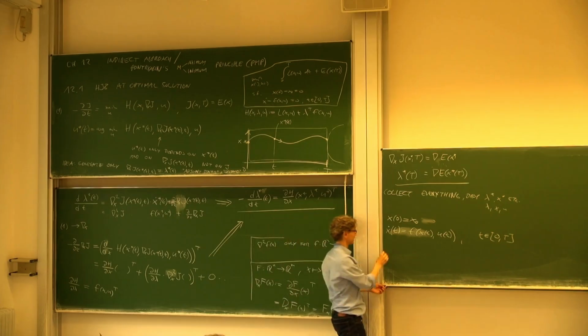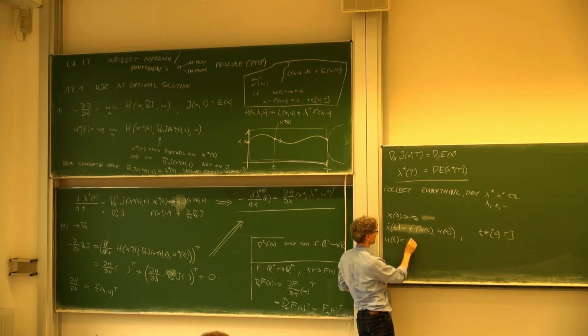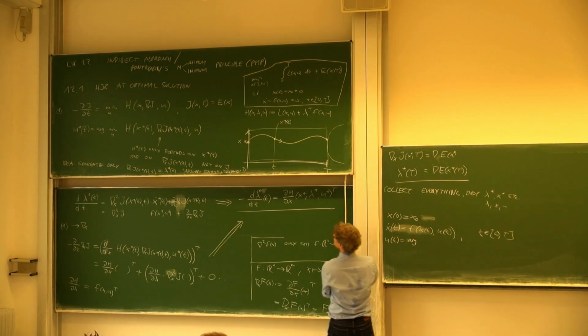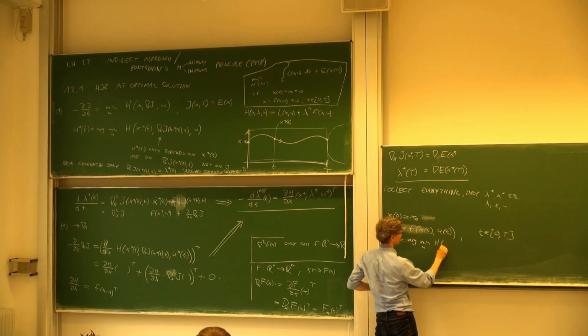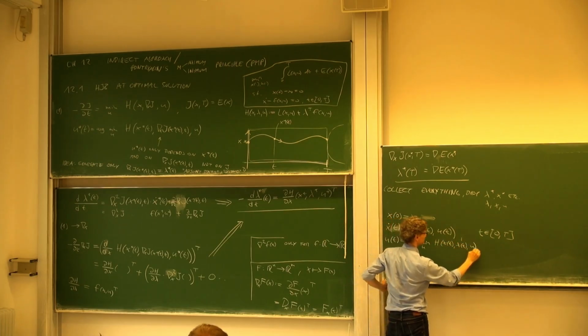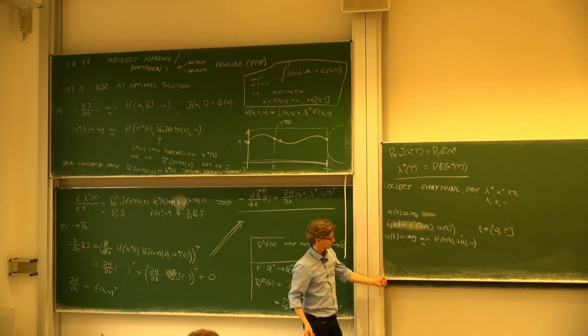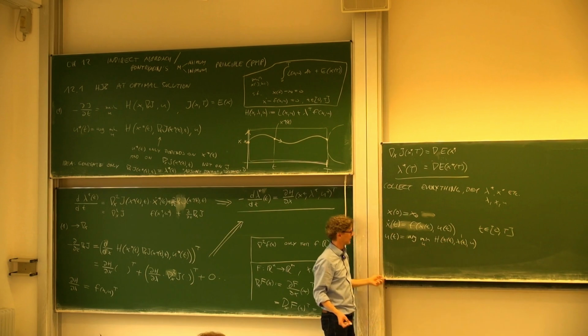Then there is this other equation that we just had, so that the u star, the optimal u, should be the argument that minimizes over all u the Hamiltonian function H of x of t, lambda of t, and u. Okay? So if you know the x and the lambda, then you can implicitly find the u.